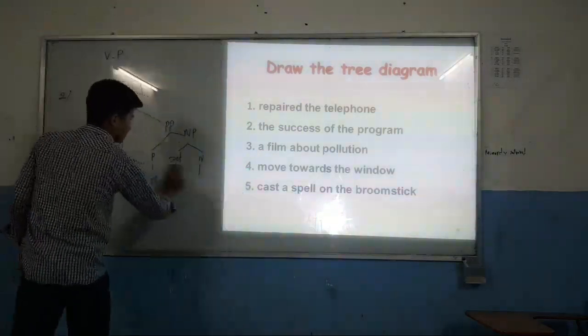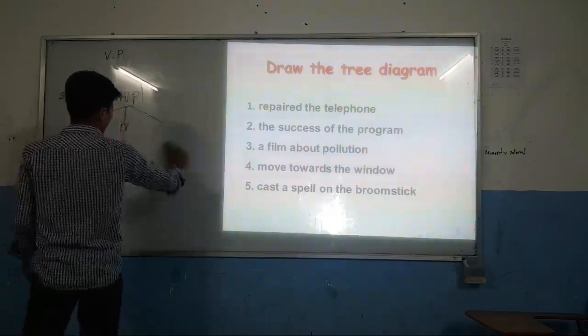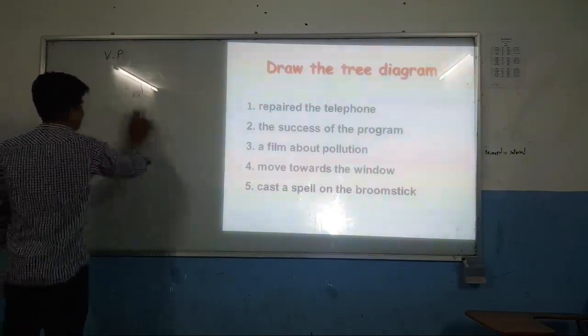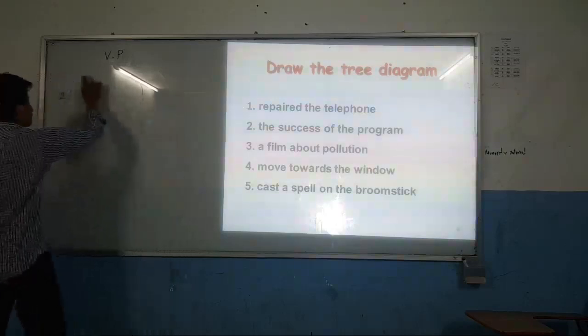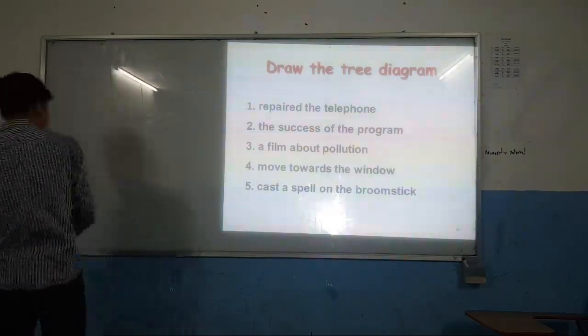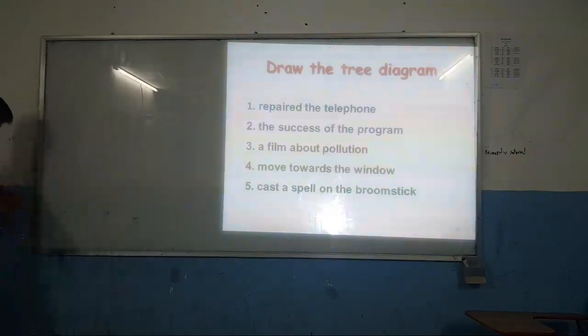Before we can make a diagram, we need to know what kind of speech. We need to be clear with the second. But I think sometimes we have to fix it for the cast a spell or broomstick.